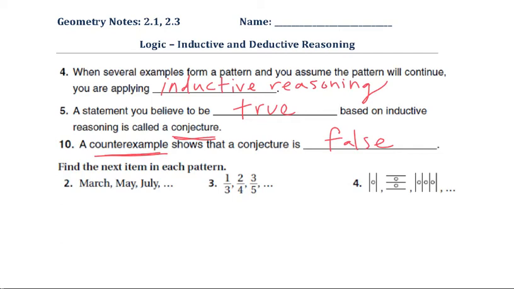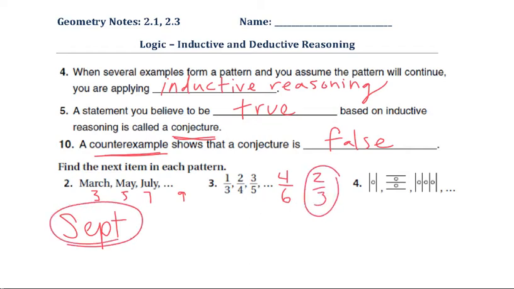So we need to find the next item in each pattern: March, May, July, blank. If you notice, March is the 3rd month, May is the 5th month, July is the 7th, so we need the 9th month. So that would be September. Then next we have 1/3, 2/4, 3/5. If you notice on top, they're increasing by 1, so that would be a 4 on top. At the bottom, they're also increasing by 1, so 3, 4, 5, so the next would be 6. But then reduced, we would end up putting really a 2/3 there instead, so remember you want to reduce it.